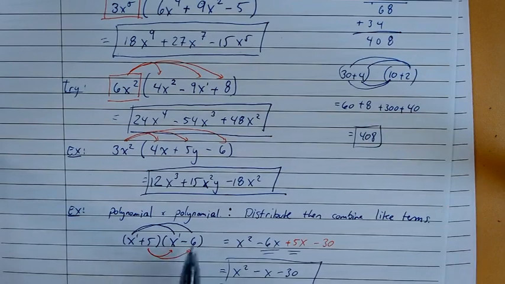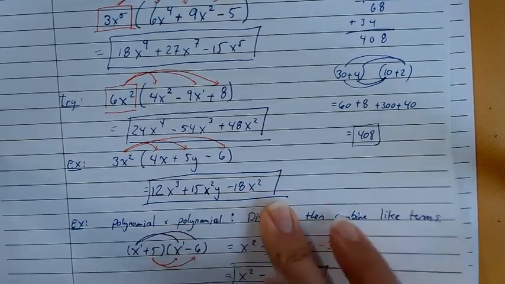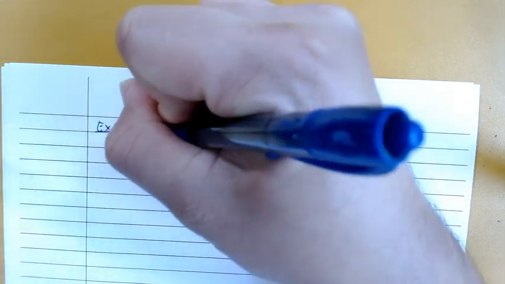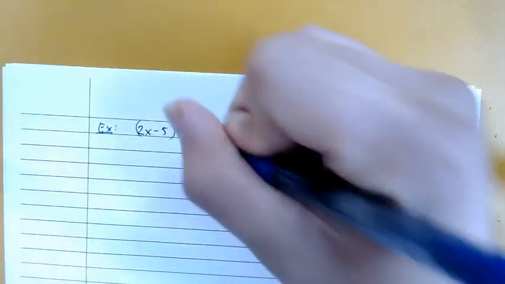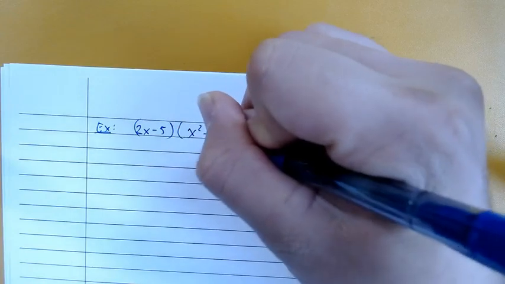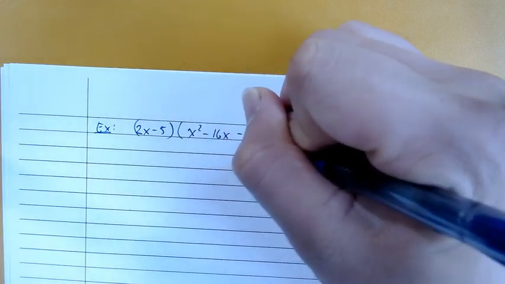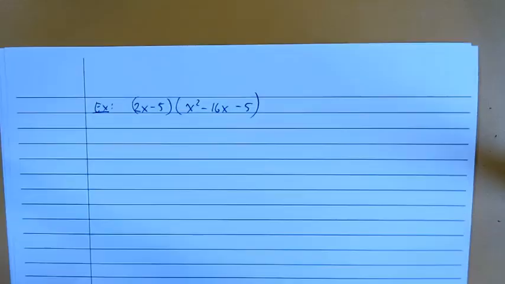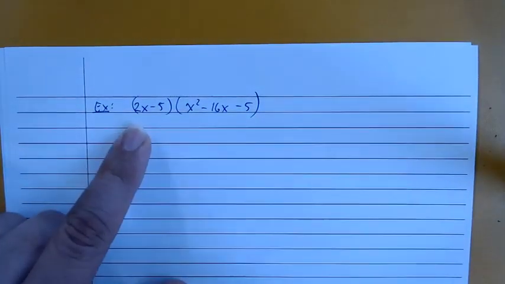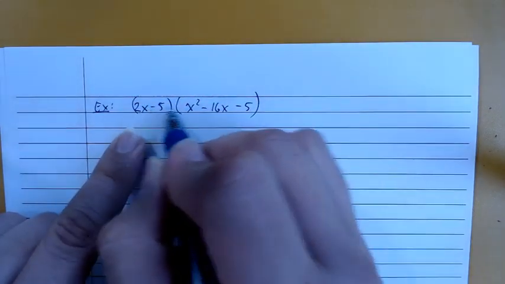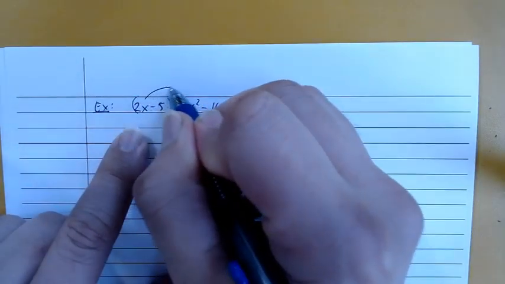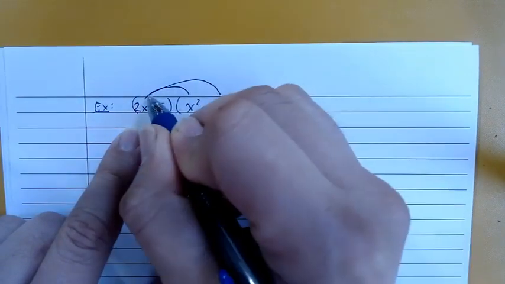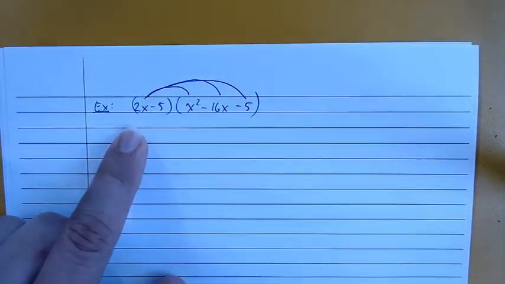If you have more terms than that, that doesn't change things. It just requires you to distribute a few more times. So for example, let's say I'm going to multiply together 2x minus 5 times x squared minus 16x minus 5. All right. Same thing's going to happen. We're going to distribute. This term will multiply across all three of these. Once, twice, thrice.